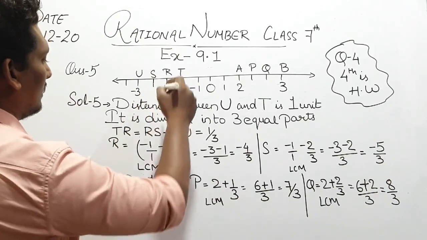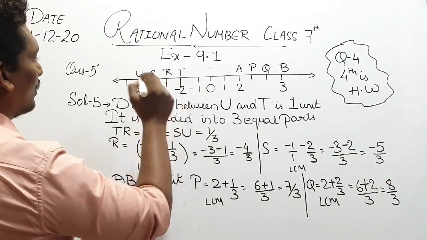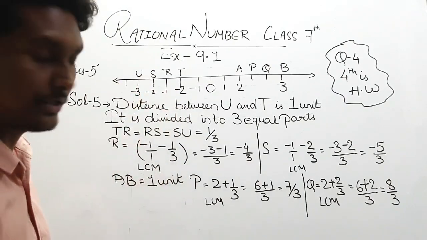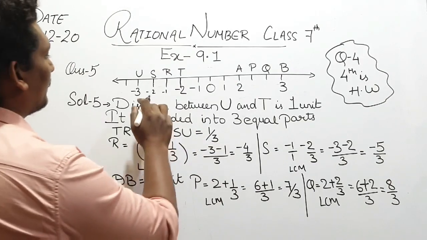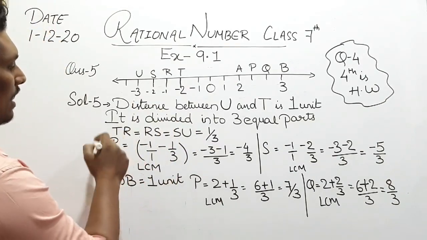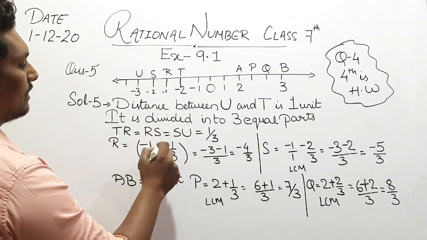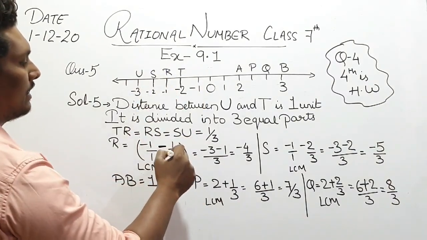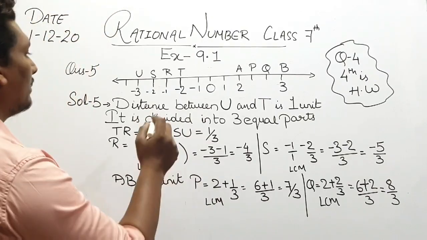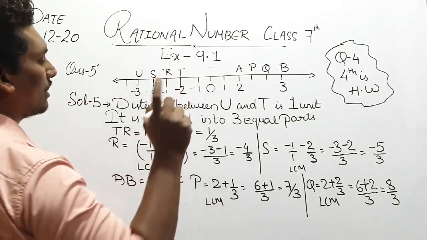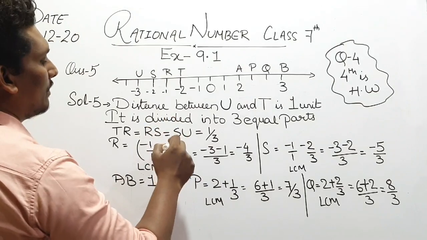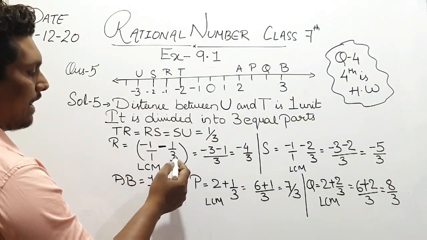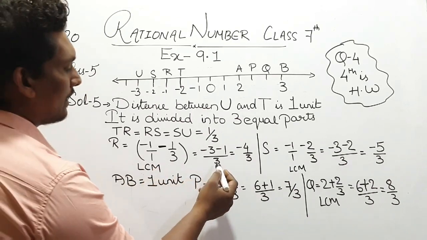This is 1 and this is 2. Okay, this is -1 and this is -2 that I have taken. So -1, we are talking about R. So -1 by 1 minus 1 by 3, because U and T is a total of 1 unit, so this comes under the 1 by 3 part. Here we have to take the LCM of 3 and 1. We get the LCM 3.